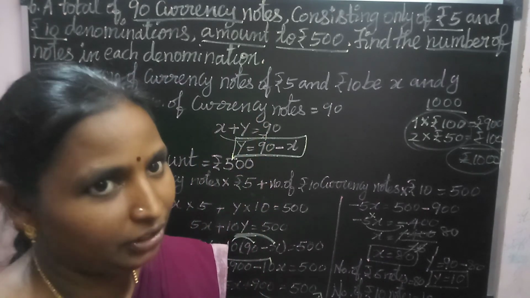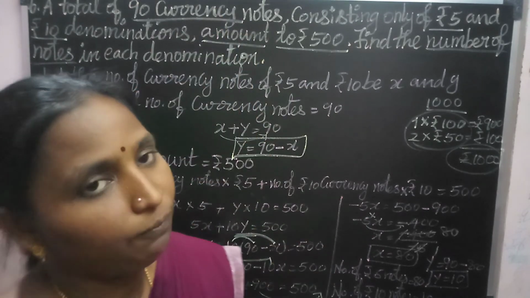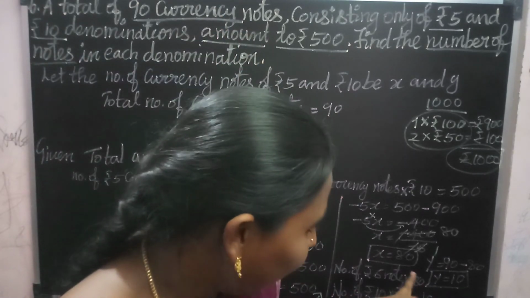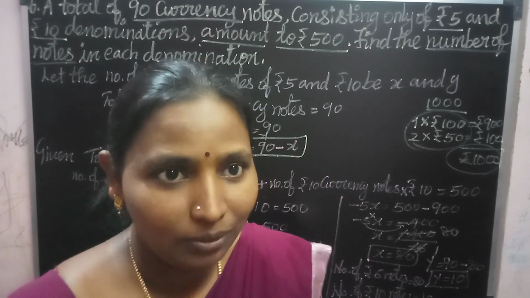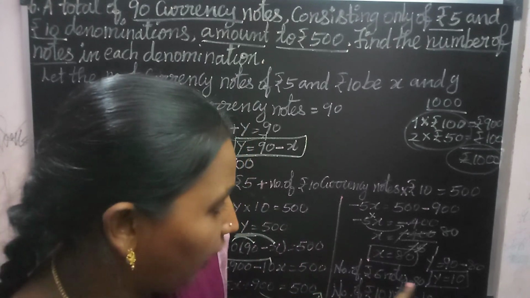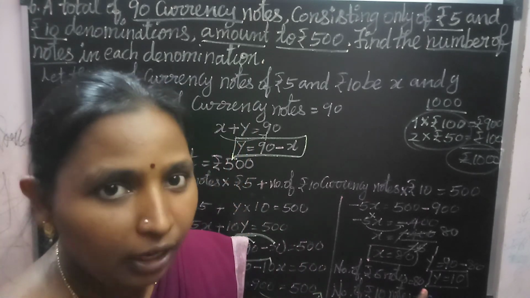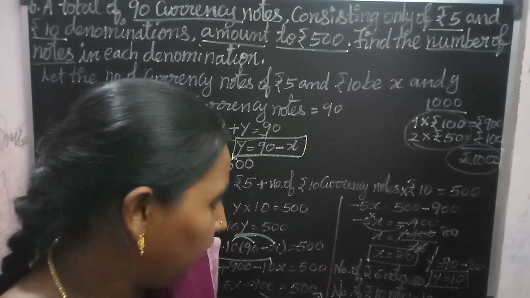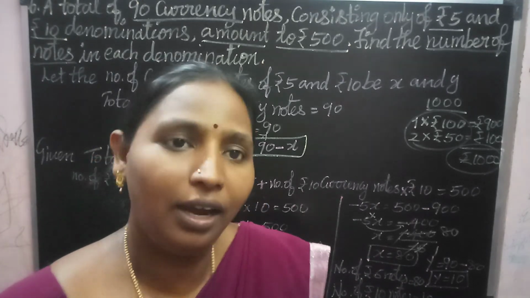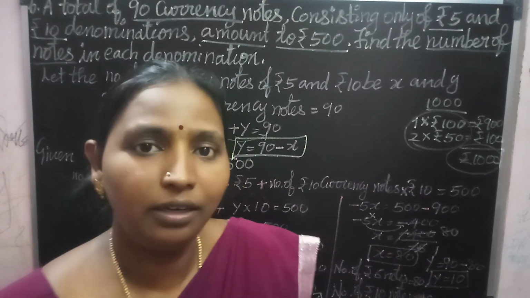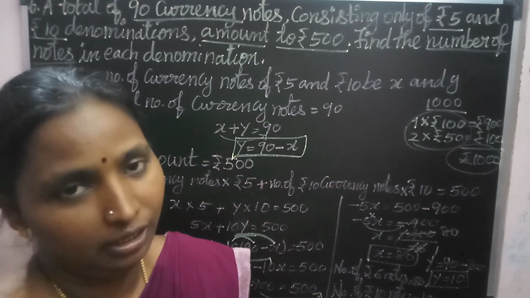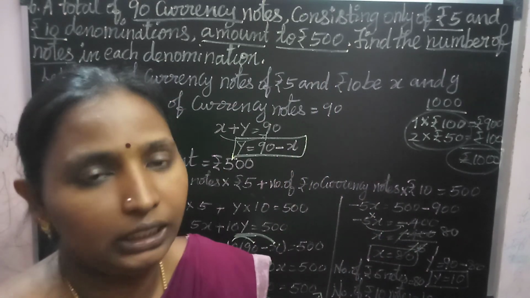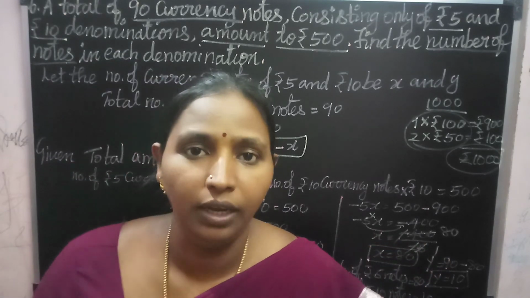So now we can check here. How many total notes did they give? 90. So 80 plus 10, 90 notes. Then denomination you have to do: 5 into 80 will get 400. 10 into 10, 100. So 400 plus 100, total amount will get 500. So we have done the sum correctly. So all of you, I think, understood well.